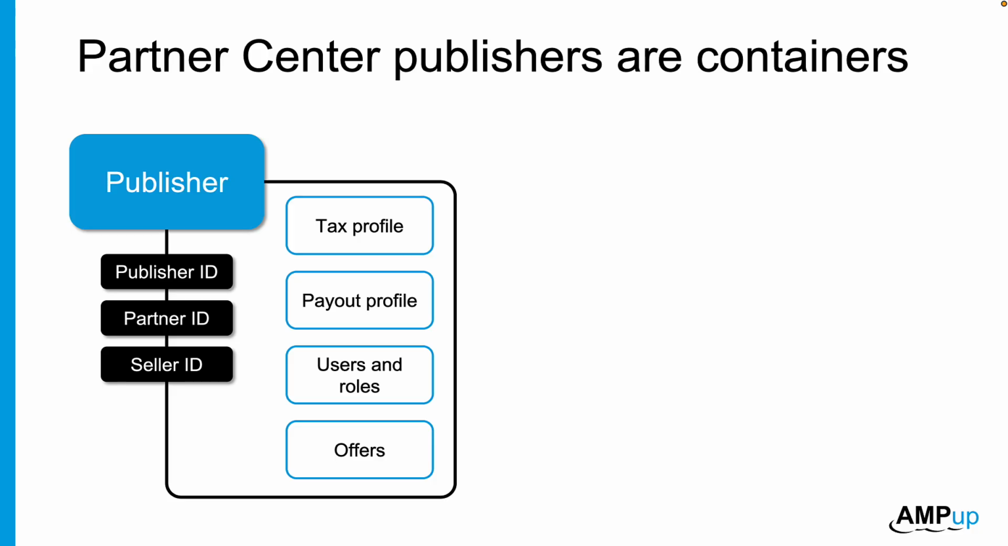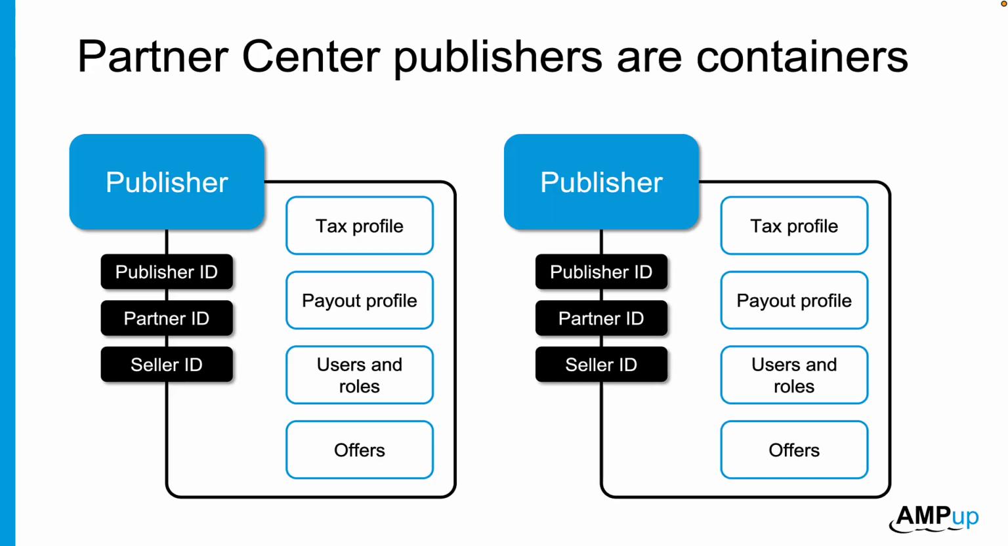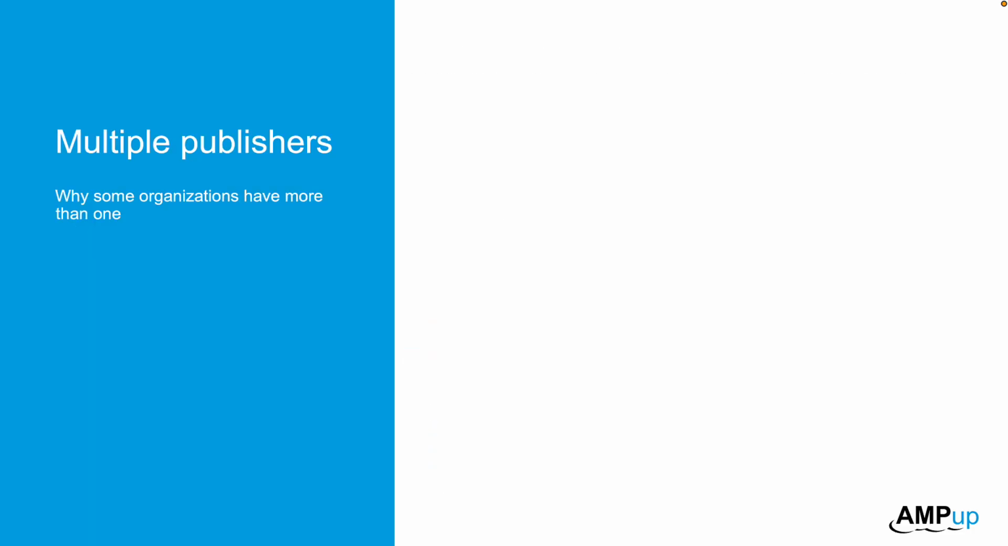It turns out you can have more than one publisher in the marketplace, and it looks just exactly like this. You'll have multiple publishers defined inside Partner Center. Each will get the attributes that are shown here on the screen and even more things that are controlled by the publisher container. Now, why would you want multiple publishers within Partner Center?